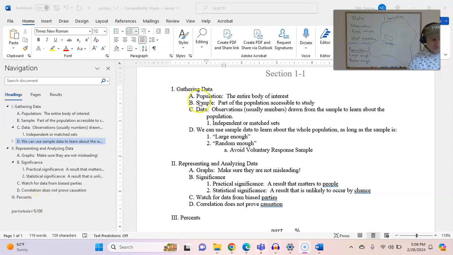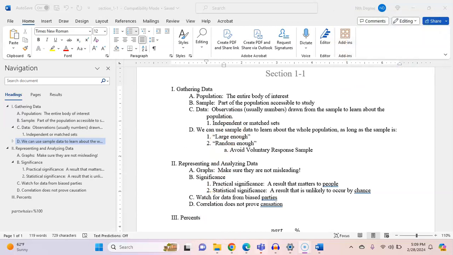Okay, so this is basically the lecture outline that I'll be following, and I'll be demonstrating some of this on the whiteboard, as you can see. So in this section, the main themes that I want to address are gathering data, representing and analyzing data, and percents. So let's start from the top and talk about what data is and the issue of gathering data.